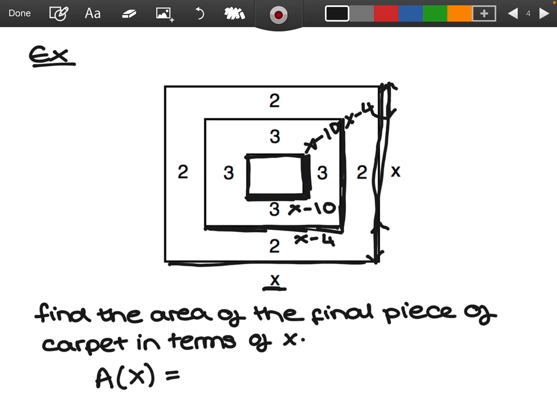So my final carpet is x minus 10 by x minus 10. So the area in terms of x is going to be (x minus 10) squared. So this is why I would always draw it out, to make sure that you have taken 2 feet from every single side and then the additional 3 feet from every single side. And that would be in square feet.